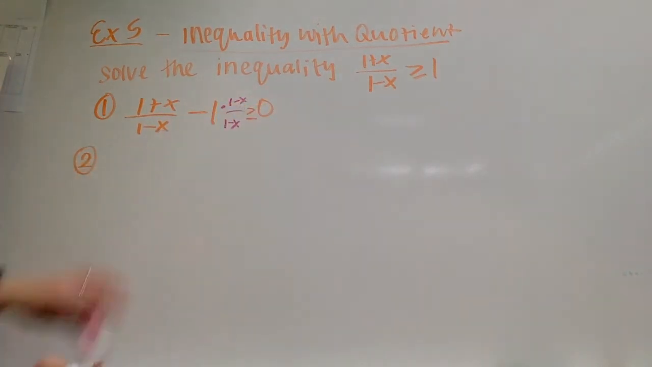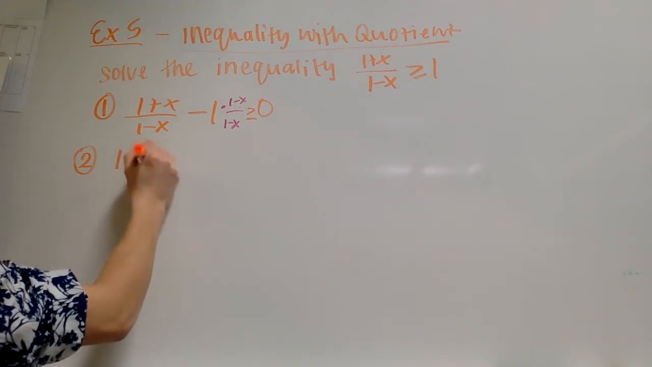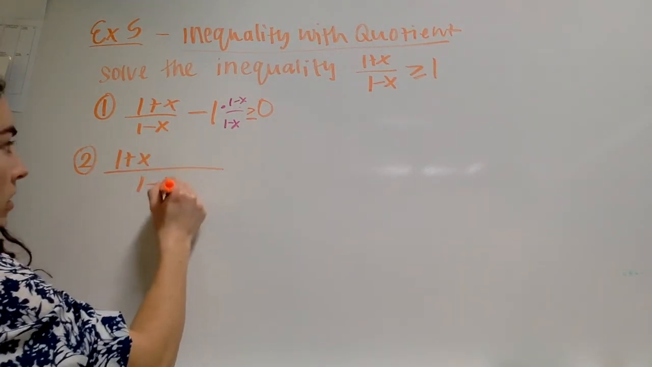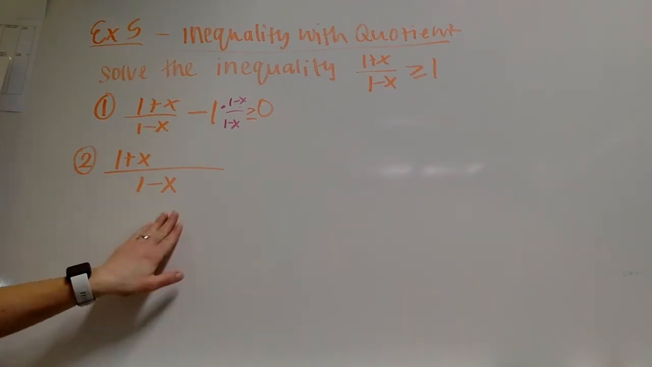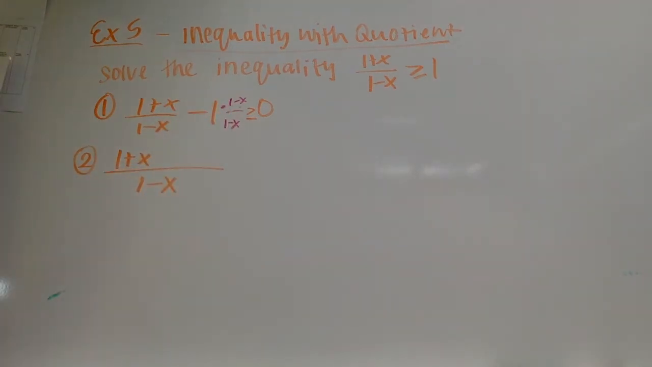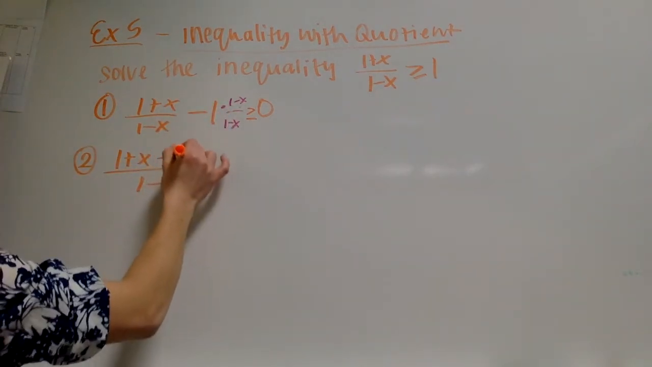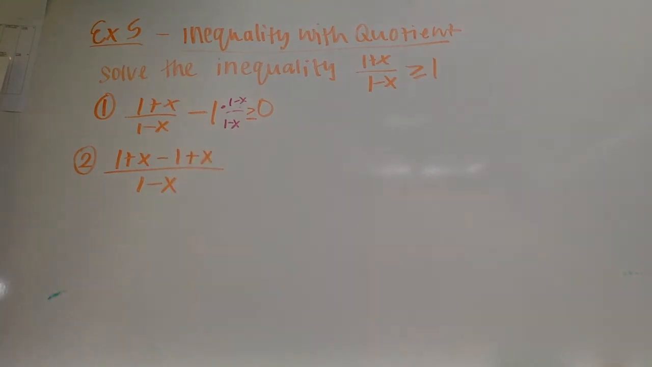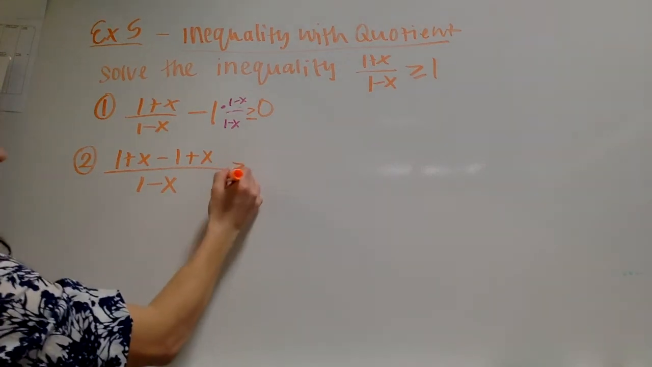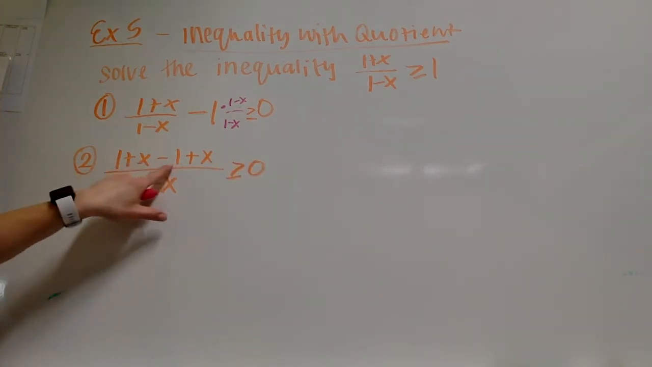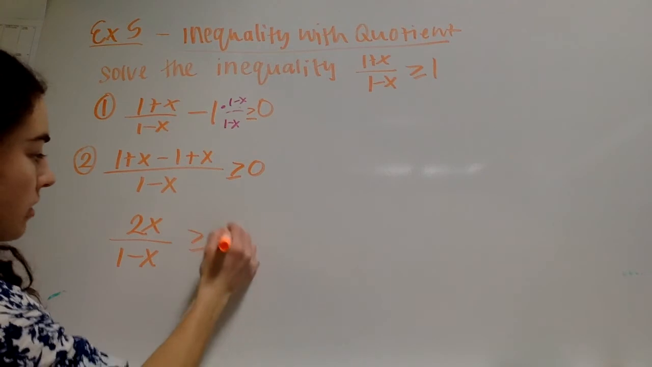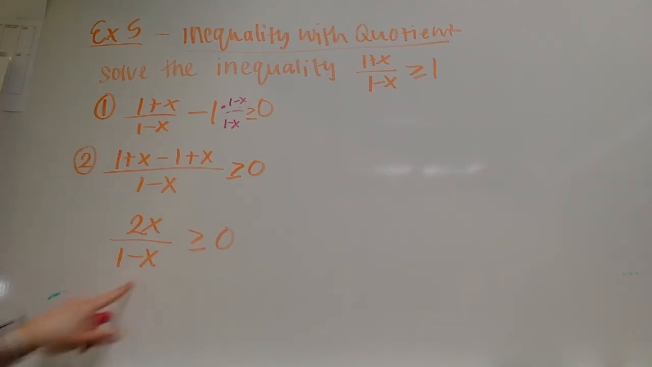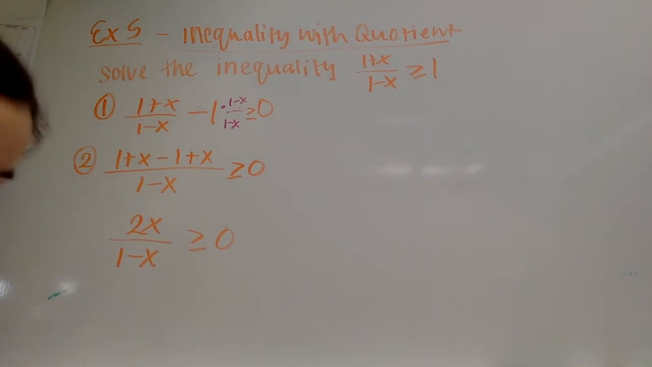Okay, so that we can get this as simplified as possible. So 1 plus x. So now everything has a 1 minus x common denominator. And then when we multiply that negative 1 times 1 minus x, we get a negative 1 plus x, like that. Okay, and then our final answer here is 1 minus 1 is 0, x plus x is 2x, over 1 minus x is greater than or equal to 0. That's as simple as we can get it, so we're just going to leave it like that. So that's step 2. Okay.